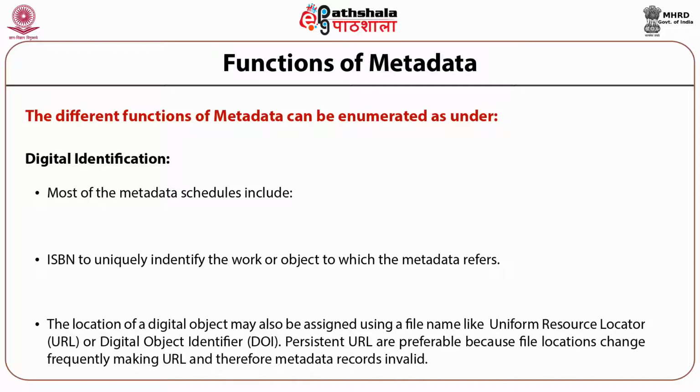The location of a digital object may also be assigned. So, how will we assign the digital object? There are also other alternatives. By using a file name like a Uniform Resource Locator, that is URL, or DOI. What is DOI? Digital Object Identifier. So, persistent URLs are preferable because file locations change frequently. You know, file locations are changing frequently. It is a must, otherwise URLs and therefore metadata records become invalid. So, to keep the records valid, you must use the persistent URL.